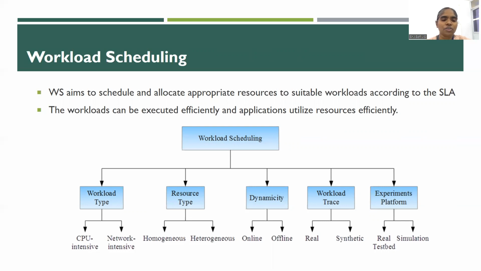So here, if you take workload type, we have to see which type of workload, that is, do we need CPU intensive or network intensive. And resource type, is it homogeneous or heterogeneous resources we need for our application. And dynamicity means is it online or offline. So if we know the amount of resources needed previously, that is called offline. But if we don't have any idea about resource requirements, that is called online. If you come to know only at the time of execution, that is called online. Otherwise, it is called offline.